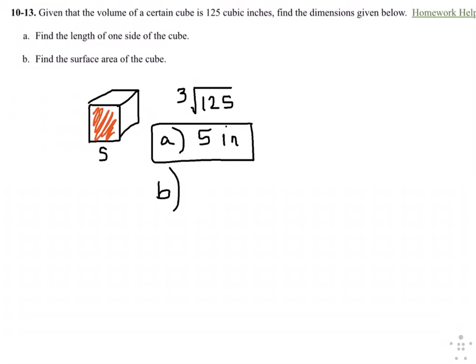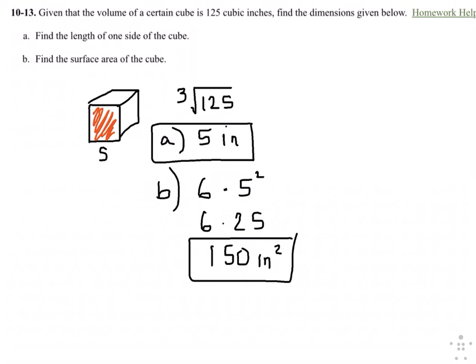So it's 6 times 5 squared, because 5 by 5 is one of the sides. It's a square. So it's 6 times 25, which is 150 inches squared. That is the surface area of that cube.